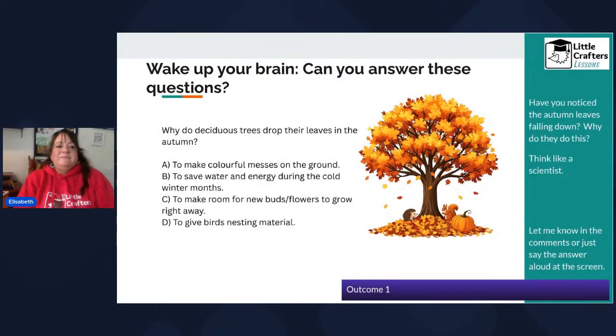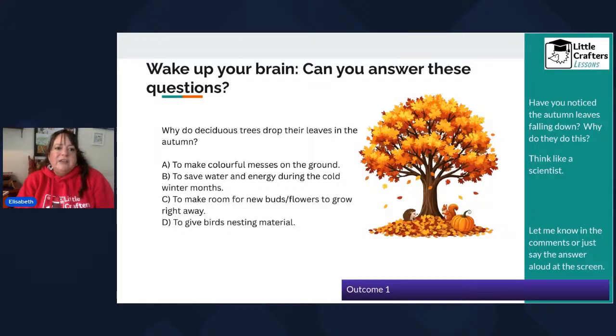Next question. Why do deciduous trees drop their leaves in the autumn? Have you noticed the autumn leaves falling down? Why do they do this? Is it to make colorful messes on the ground? To save water and energy during the cold winter months? To make room for new buds and flowers to grow right away? To give birds nesting material? Why do the trees drop their leaves in autumn?